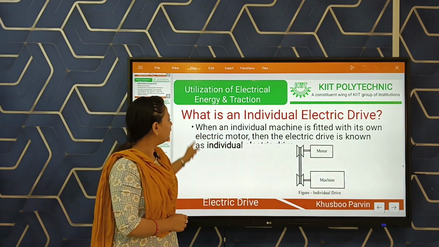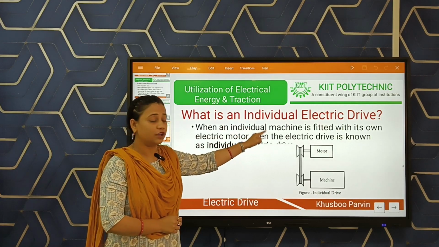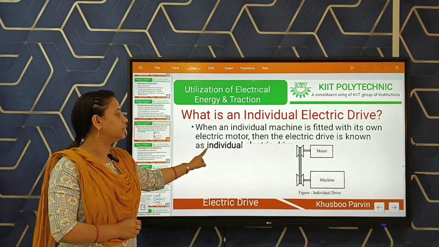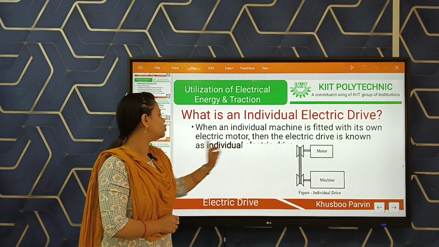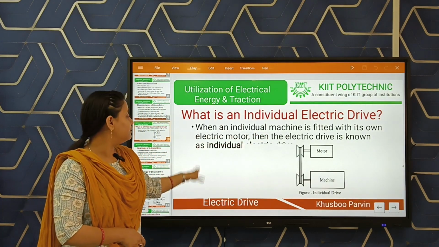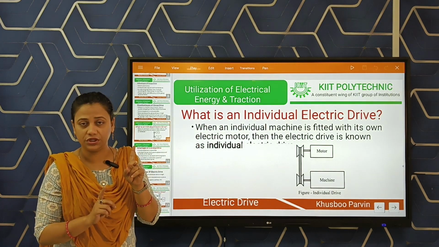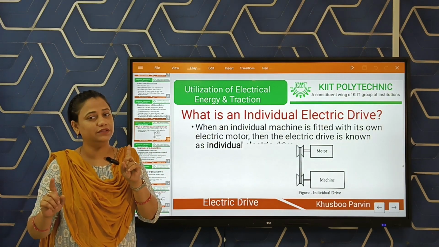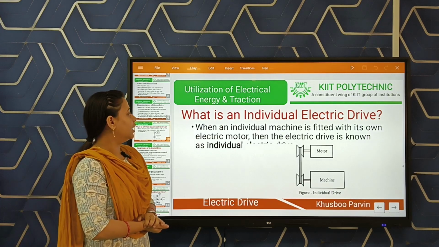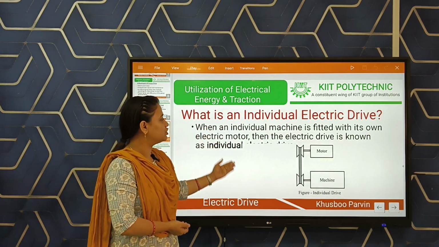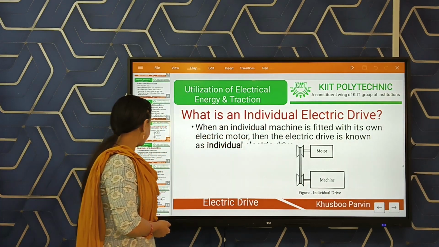Here you can see when an individual machine is fitted with its own electric motor, then that electric drive is known as an individual electric drive, because here only one motor will drive one machine. A number of machines will not be driven in this case. So that type of drive is known as an individual electric drive.